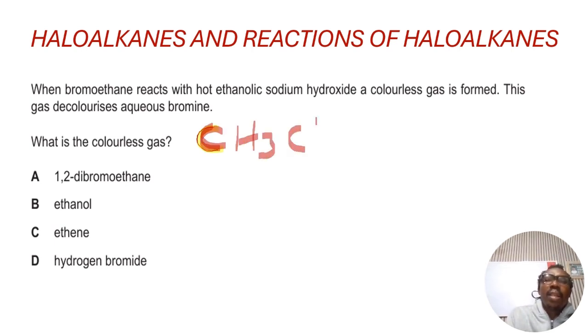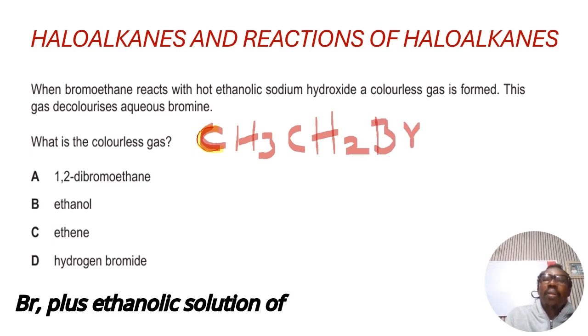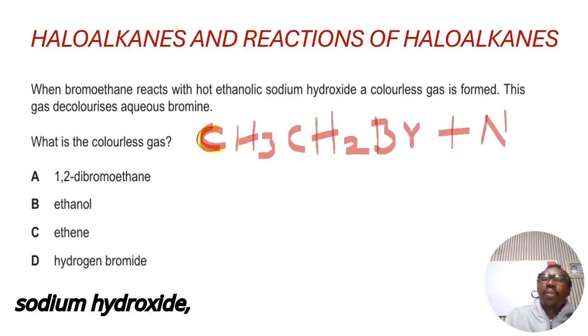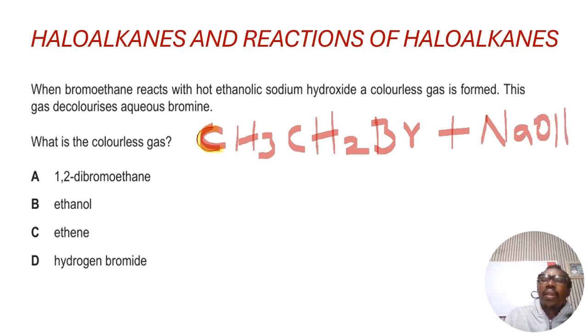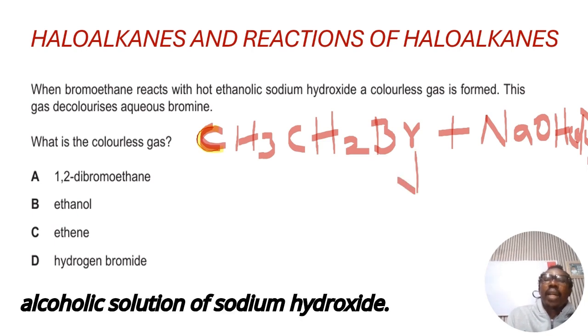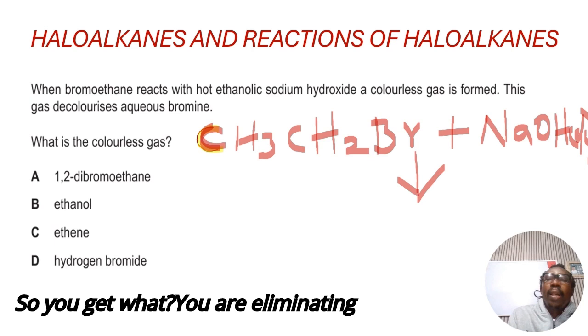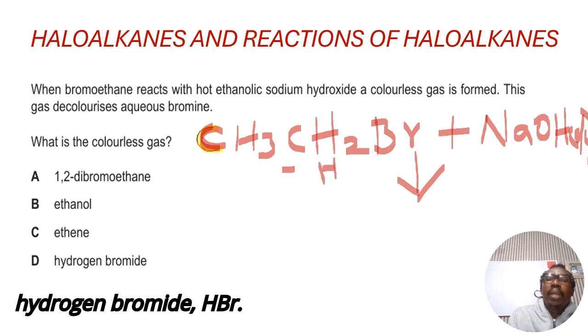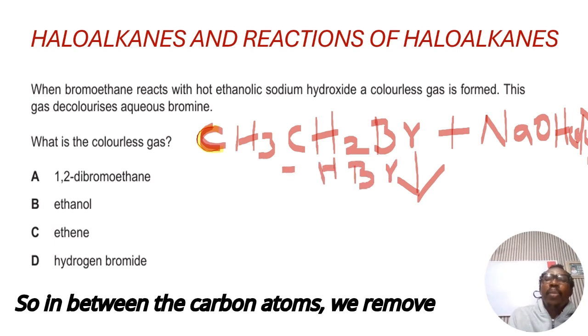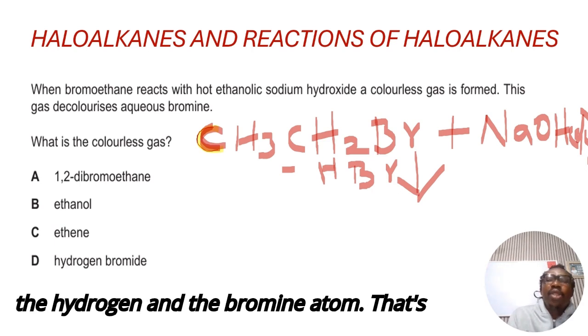CH3CH2Br plus ethanolic solution of sodium hydroxide, alcoholic solution of sodium hydroxide. So you get what? You are eliminating hydrogen bromide, HBr. So in between the carbon atoms, we remove the hydrogen and the bromine atom. That's where a double bond will appear.